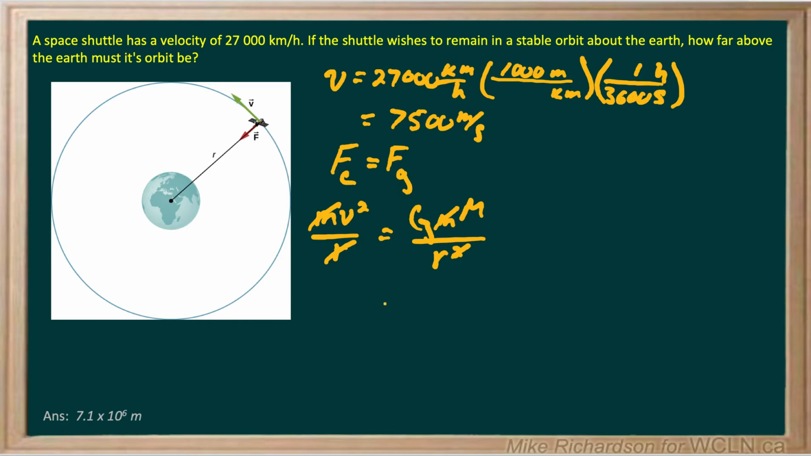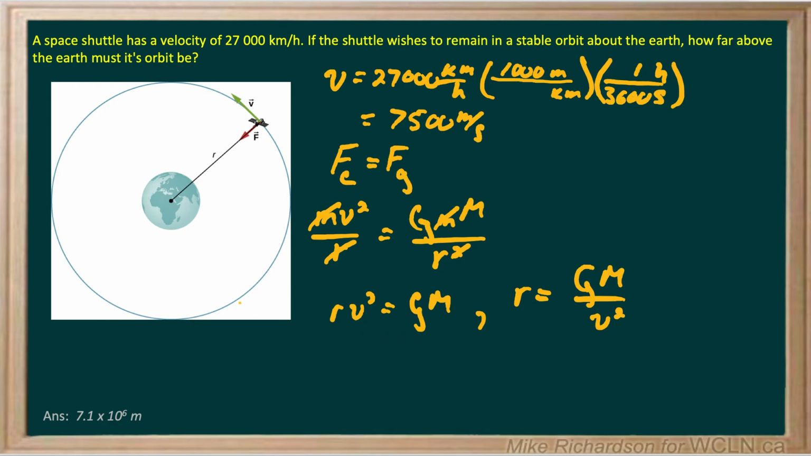So to get r by itself, I multiply both sides by r. I get r v squared is equal to G times M. And then divide both sides by v squared. So my radius of orbit will be G, mass of the Earth, divided by v squared.